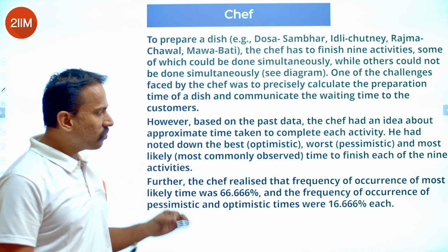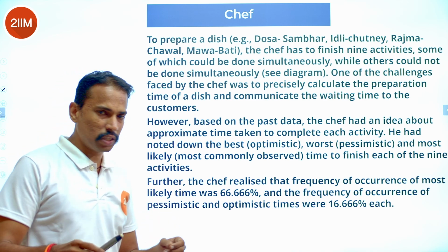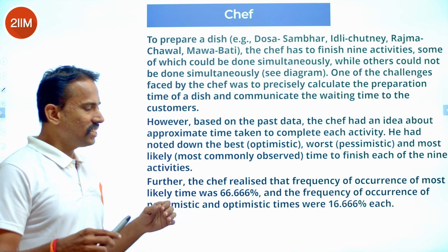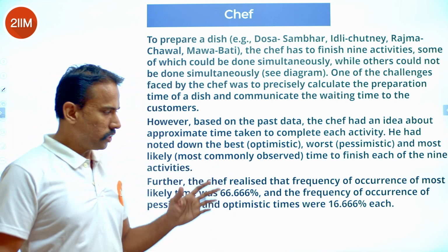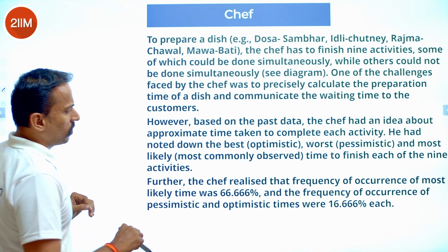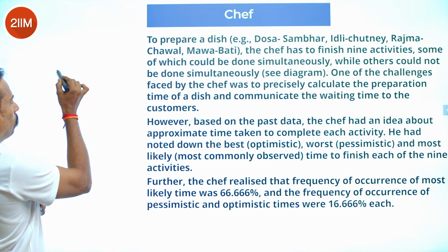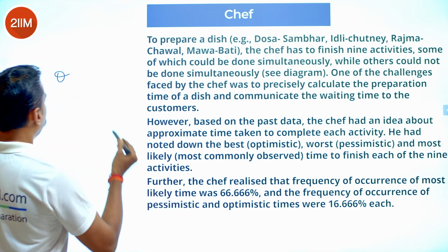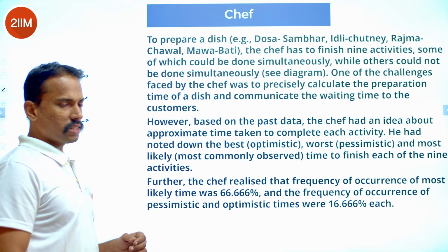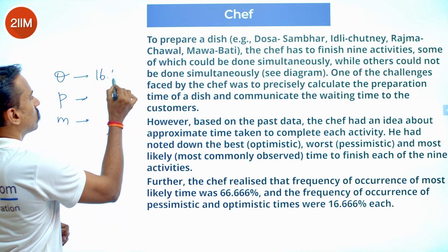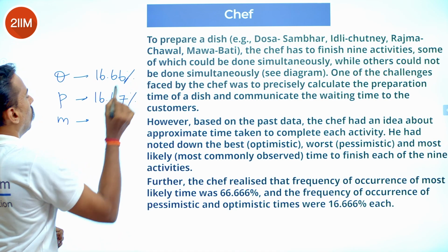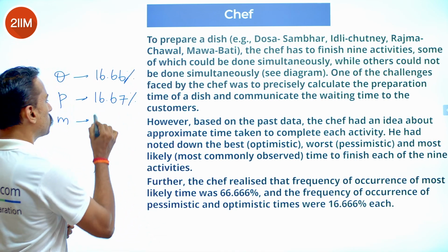Further, the chef realized that the frequency of the occurrences of most likely was 66.66%, and the frequency of occurrences of pessimistic and optimistic times were 16.66% each. That makes a total of 100%, right? So let's clearly understand this last part. We got 3 cases: the optimistic way, the pessimistic way, and the most likely way. The percentage occurrences are going to be 16.66 and 16.66 for these two, and for most likely it's going to be 66.66.